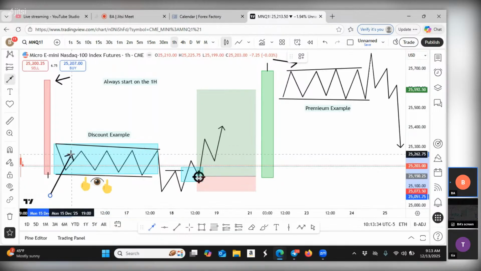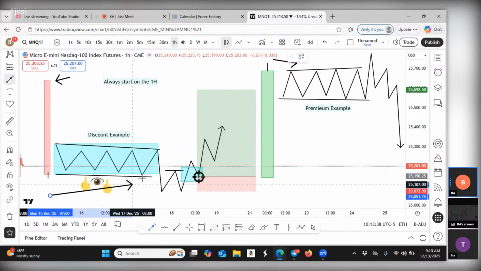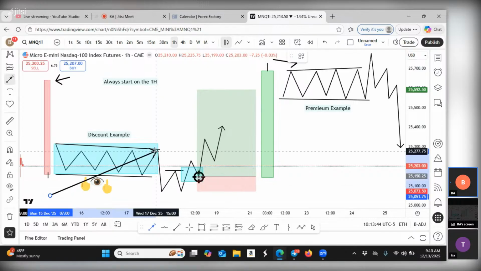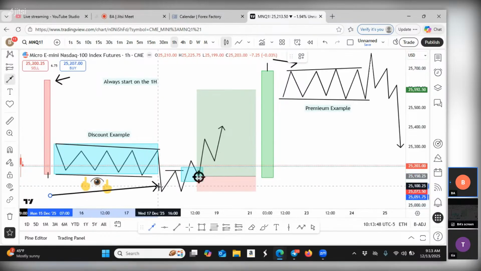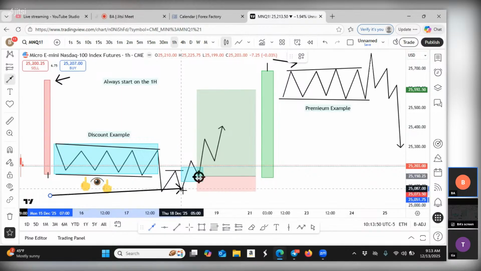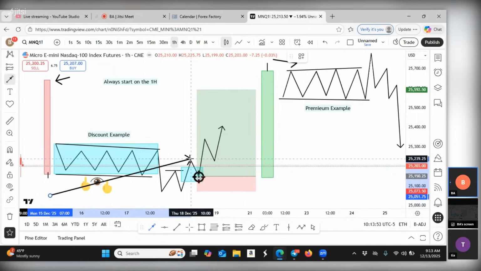Once it accumulates enough trapped money on both sides, it's going to manipulate the low. This is what we're waiting for. It's going to manipulate the low, take out the early buyers at the bottom of the range. Then it's going to show signs of reversal. You see what I'm saying?